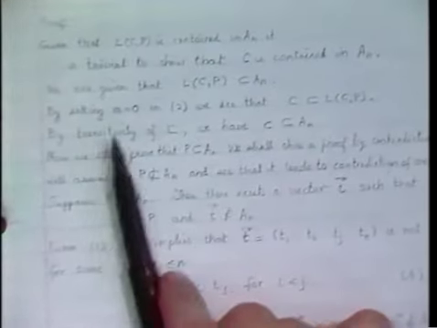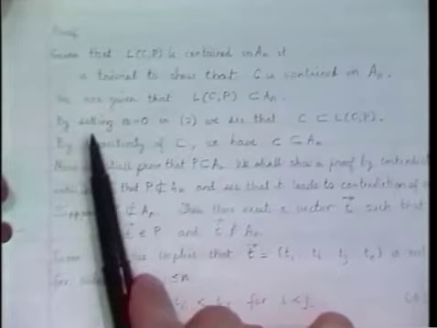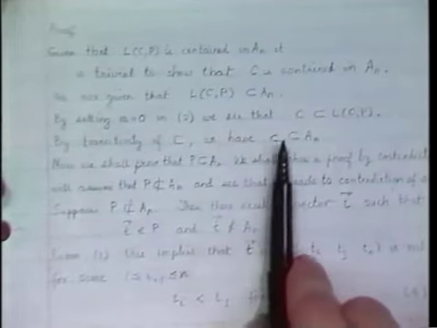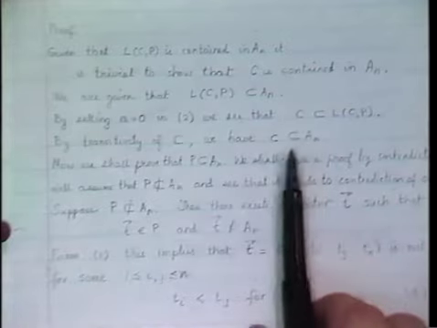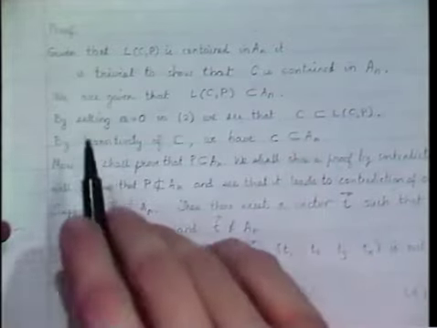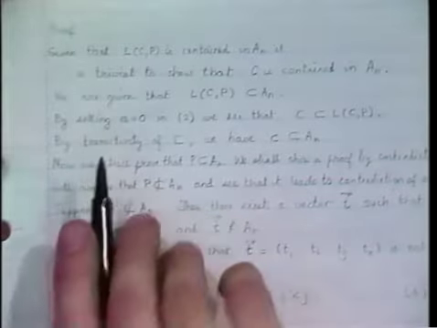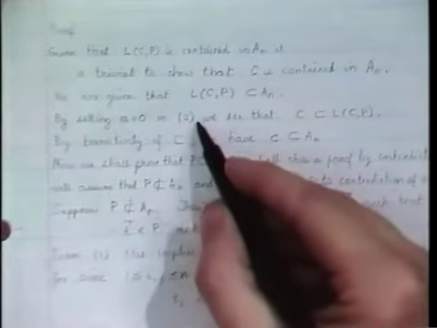Okay, here's... what did I mark this? Parallel. Okay, we are given that sentence. By taking m equals 0 and 2, we see that such and such. By transitivity of C, we have that. Okay, two sentences in a row with the same thing, but there's a sort of a parallelism there.